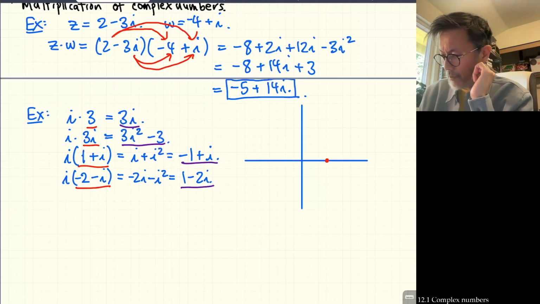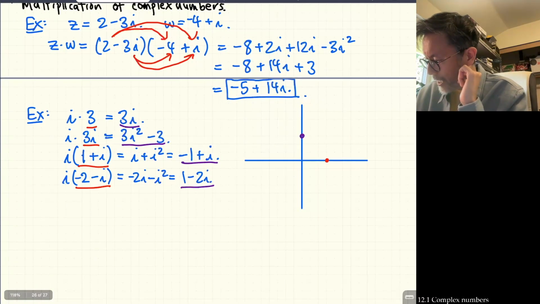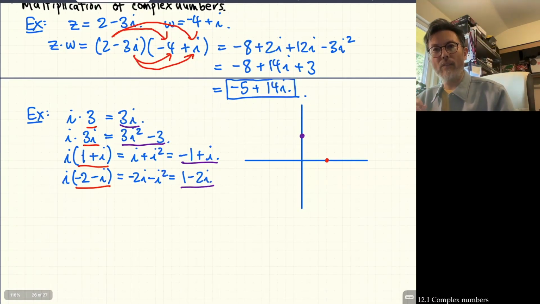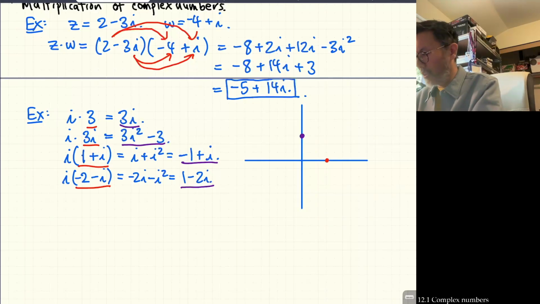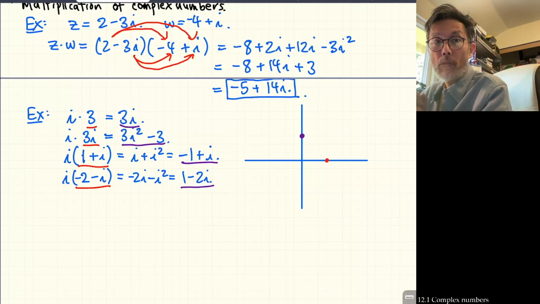Here are the products that I'm going to track. So 3 is right there. The product of 3 with i is 3i. Unsurprising. Nothing strange about that. Okay? So this red dot goes to that purple dot under multiplication by i.